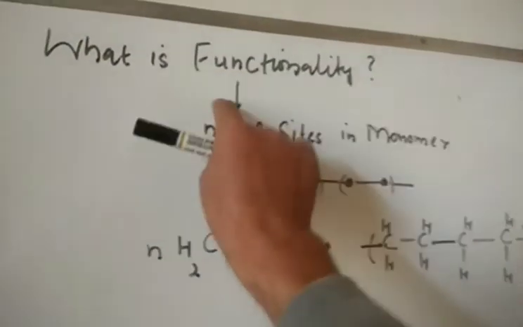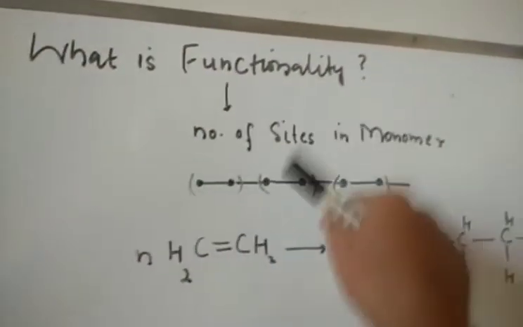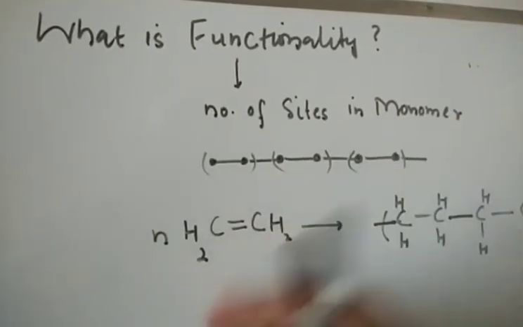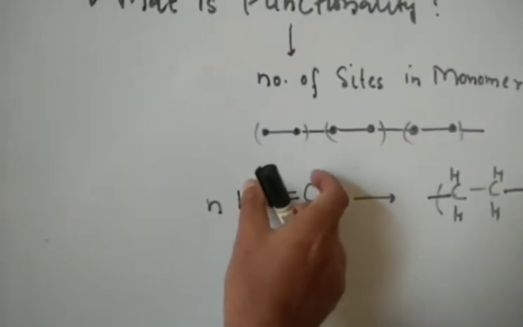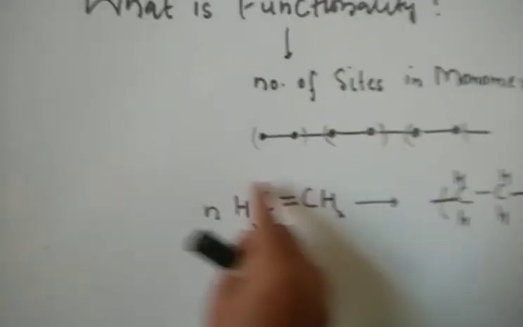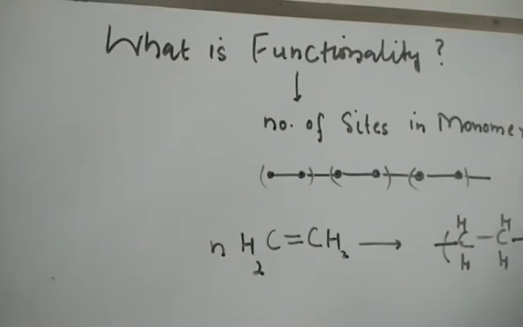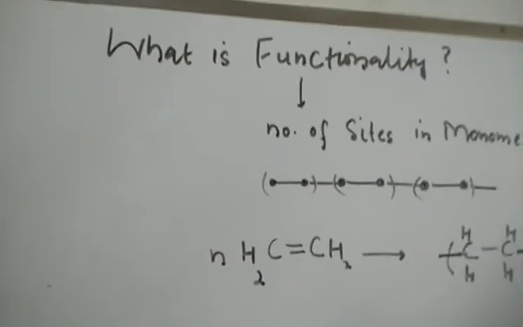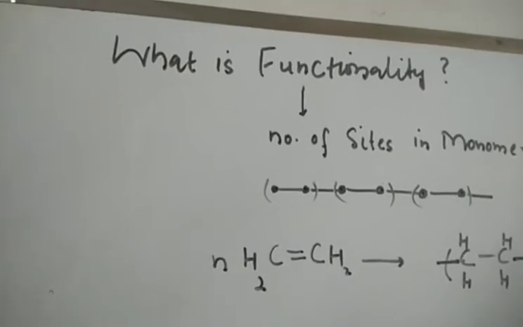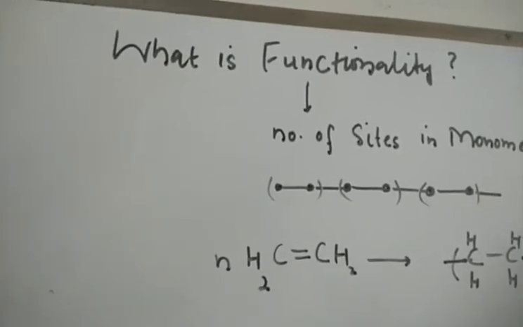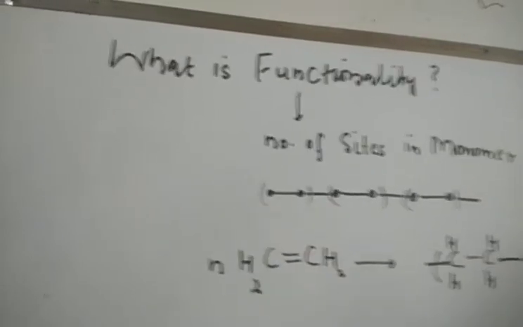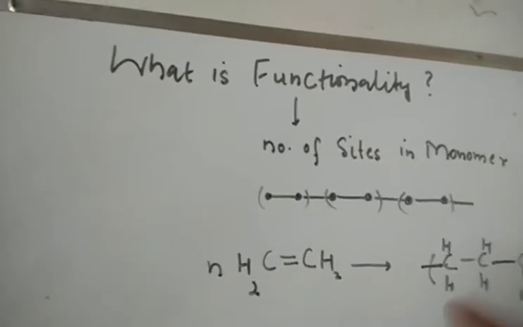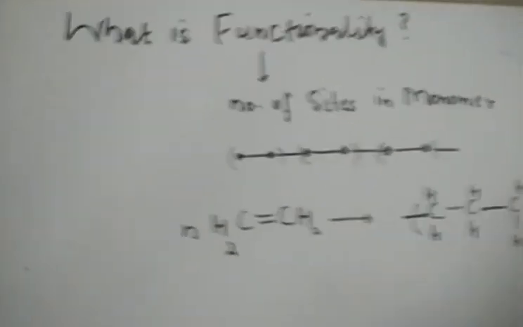So functionality basically means the number of sites in a monomer via which it can actually participate in the polymerization process. In this case we have two sites via which it can polymerize, through this way and through this way also. So functionality is the number of sites in a monomer, or in a monomeric unit, by which it can participate in the polymer formation.